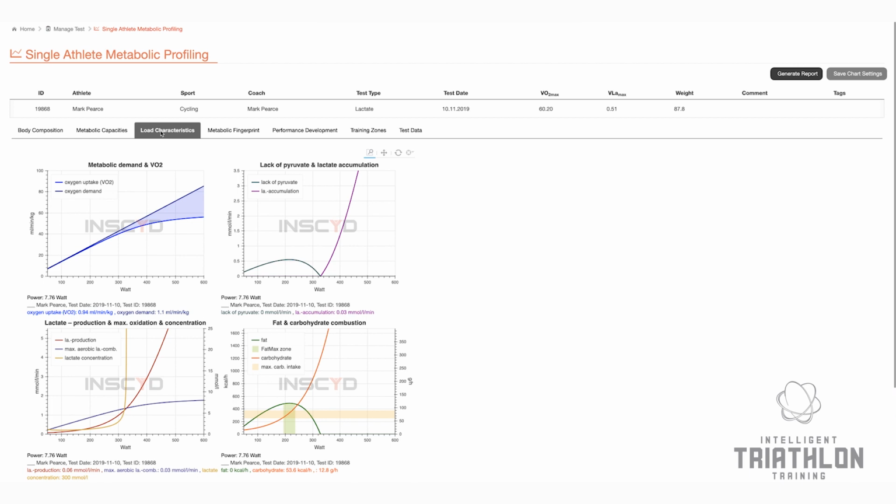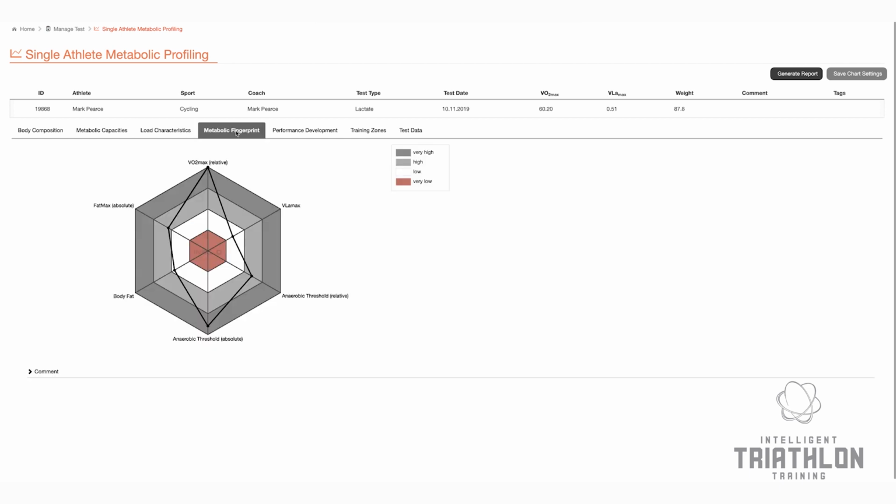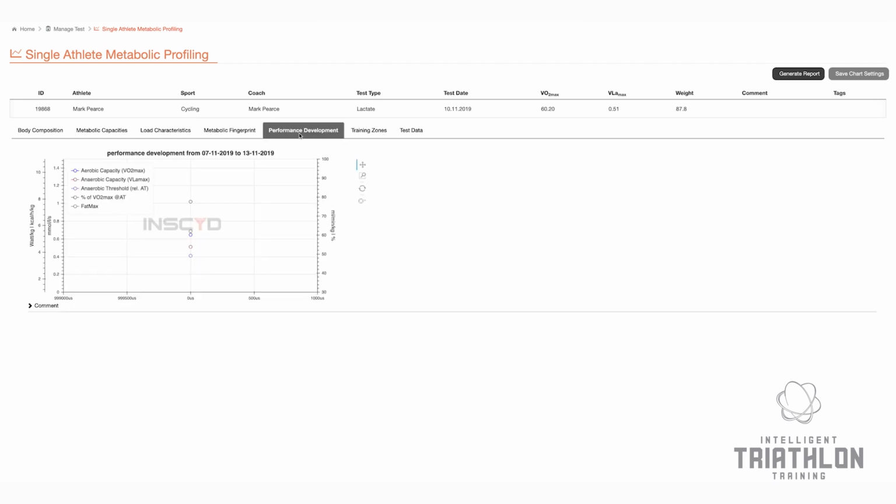Then we'll move on to having a look at load characteristics. All of these describe how your test goes on, how things progress through your physiological profile. We'll explain a little bit about what they are and how you can use them. Your metabolic fingerprint is the snapshot. It's a highlight graph of what your strengths and weaknesses are, and you can then see how that progresses over time once you have a retest, and it gives you a quick indication.